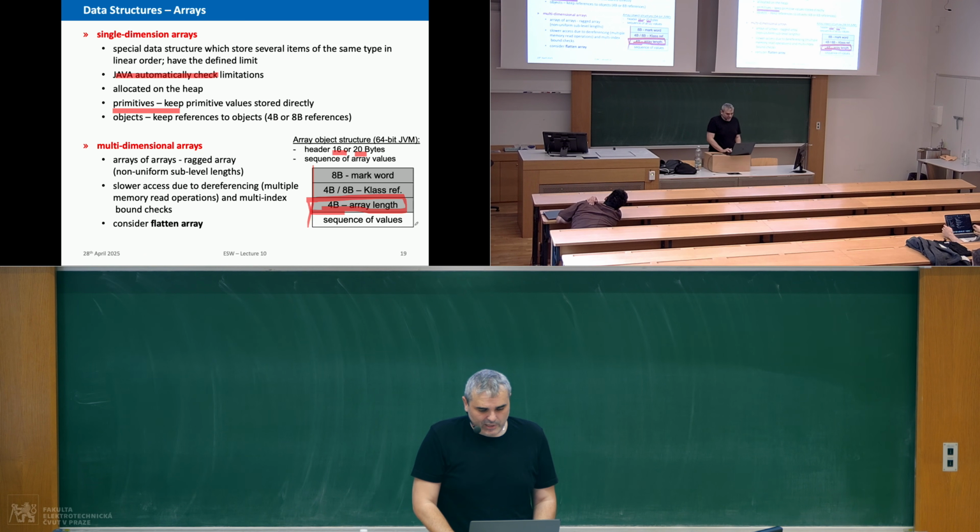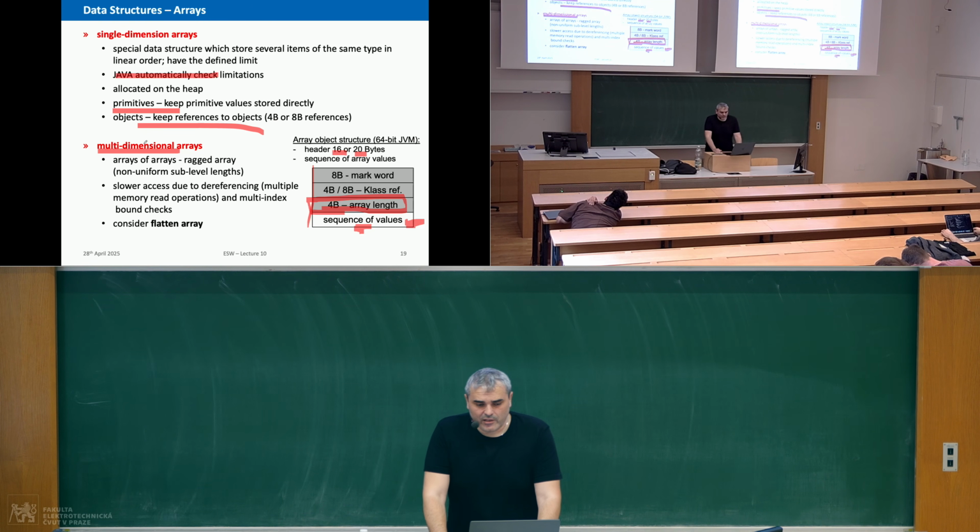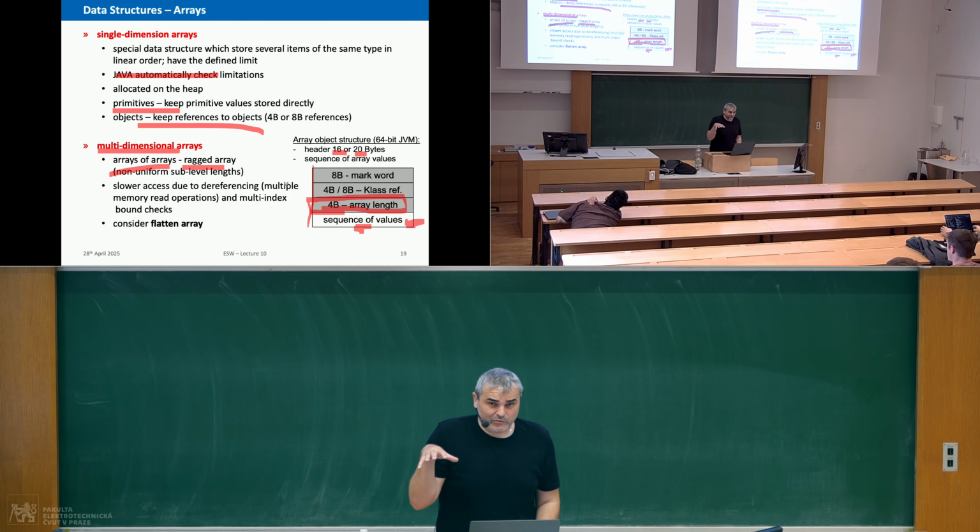Primitives are stored directly in this sequence. If there are references, references are here, following the header. If you have multidimensional arrays, that's represented as a rect array, which means array of array. You have a top-level array with pointers, with references to other subsequent arrays for every element.